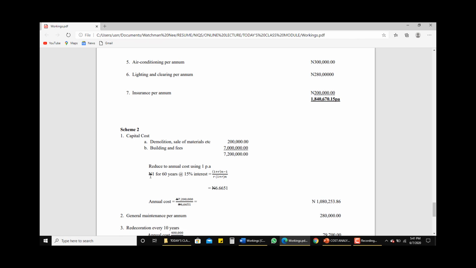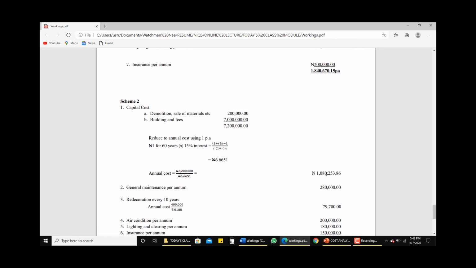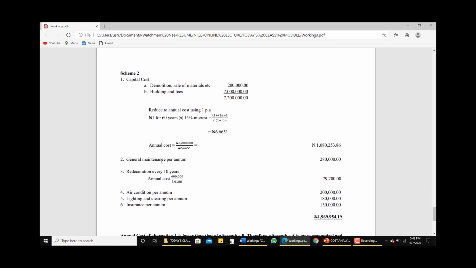So 1 naira for 60 years at 15% interest rate, like we did for scheme 1, we arrive at 6.6651 naira. Then we use that to divide the capital cost, and we arrive at our annual cost, which is 1,080,253 naira 86 kobo. So the general maintenance per annum is 280,000 naira.